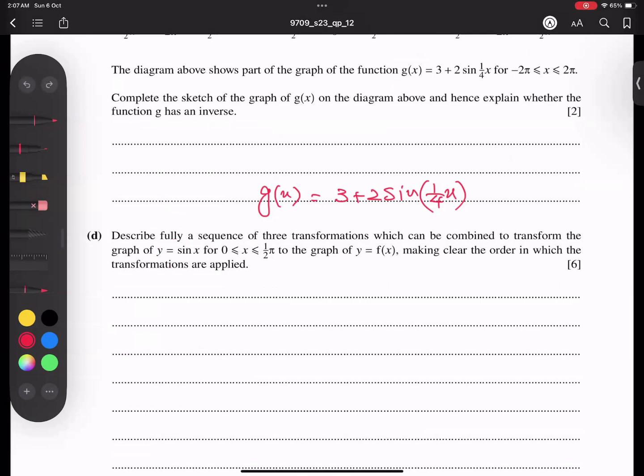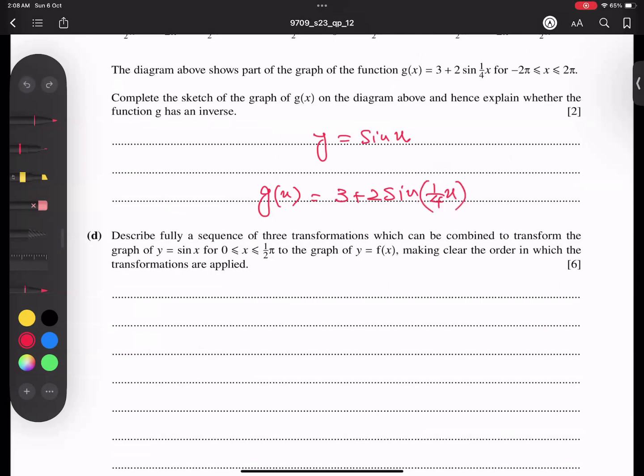He's saying describe fully the sequence of 3 transformations which can be combined to transform sine of x. So it means the actual parent function is this. So sine is the parent function. And he said to make clear the order in which the transformations are applied. So first of all, according to BODMAS, we have to talk about the inside first.